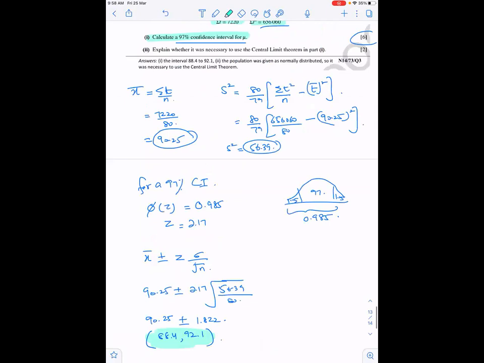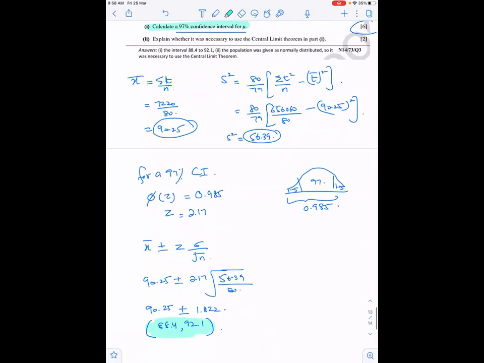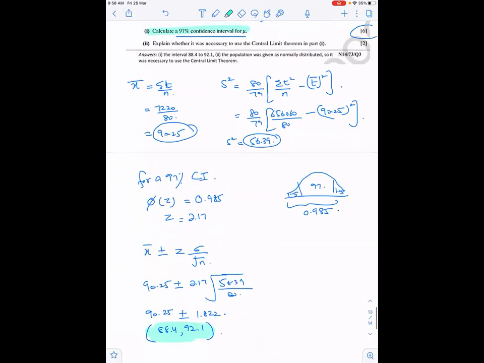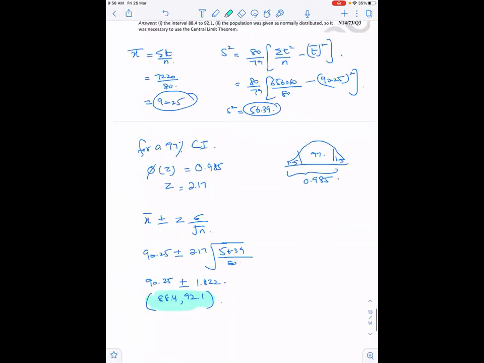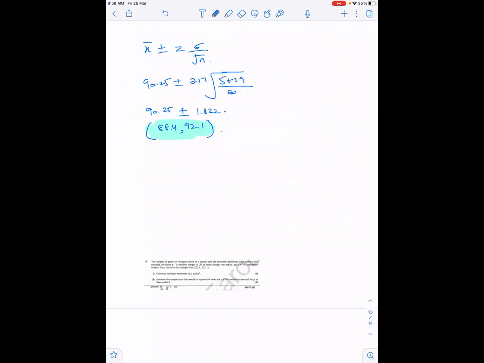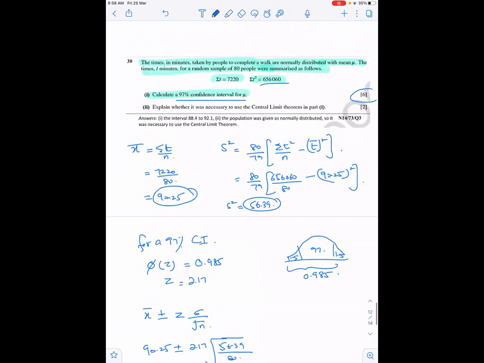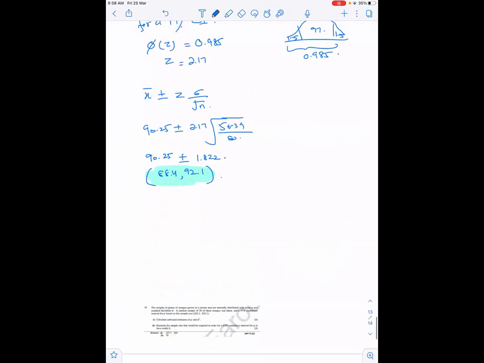Okay, the next part. Up till now it's clear? Any problem? No. Explain why it was necessary to use the central limit theorem in part 1. Because the sample size is large and the distribution is not normal. Simple. Okay? Yeah. I'm writing it in short: sample size is large and the distribution is not normal.